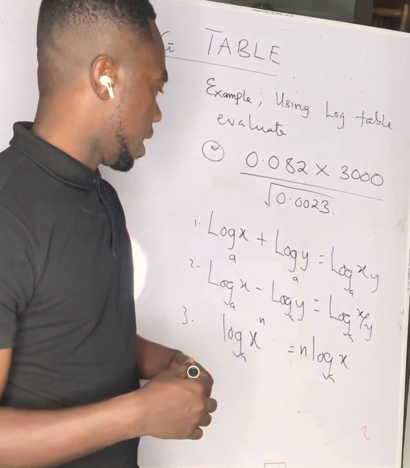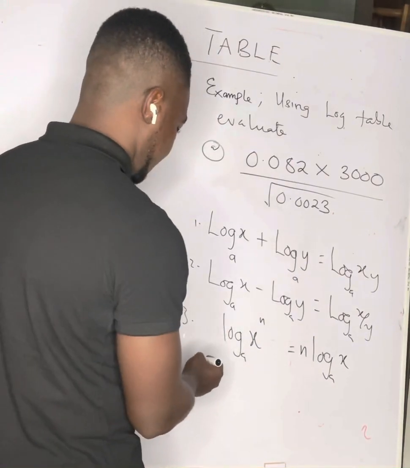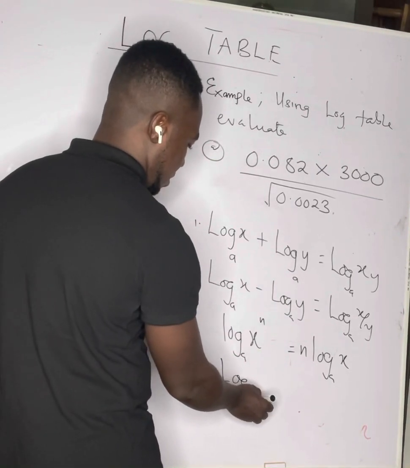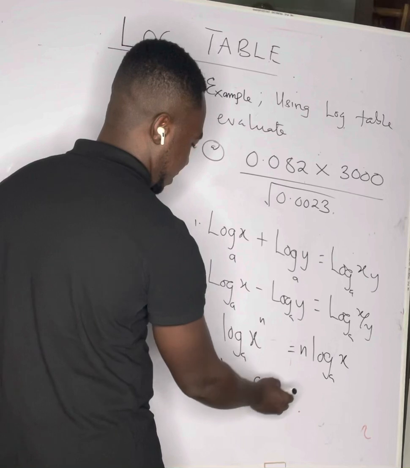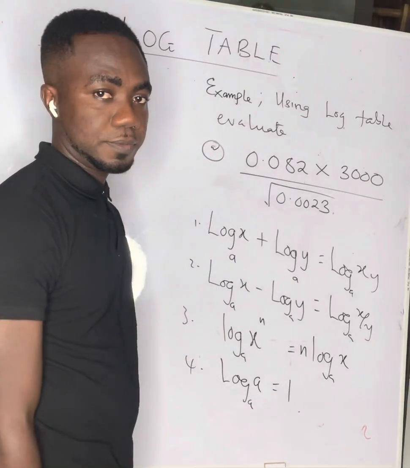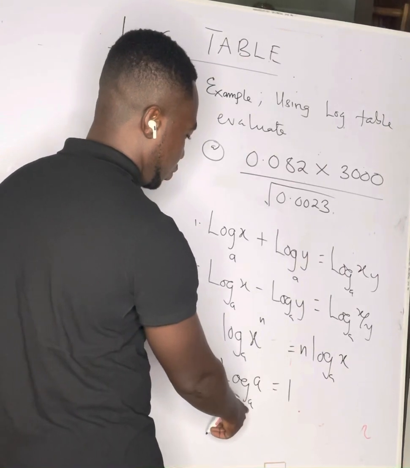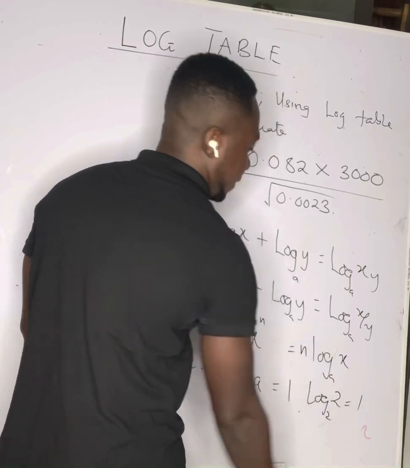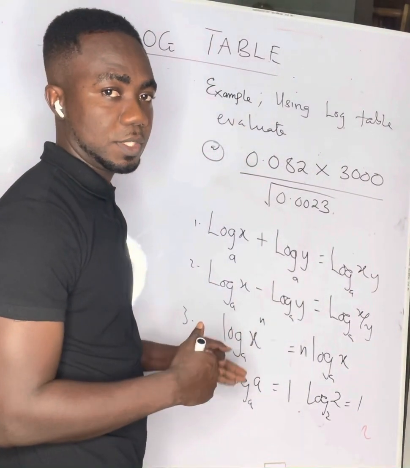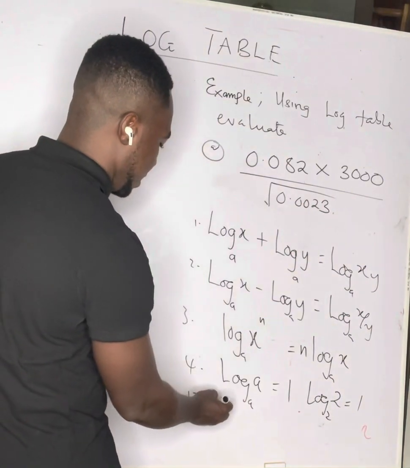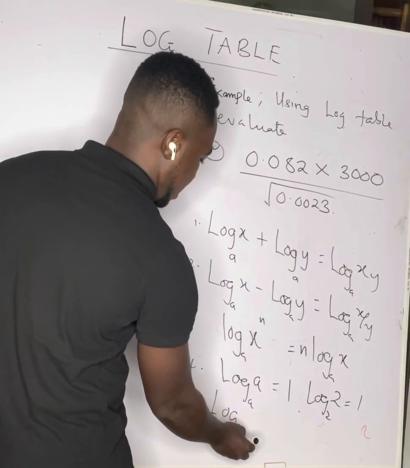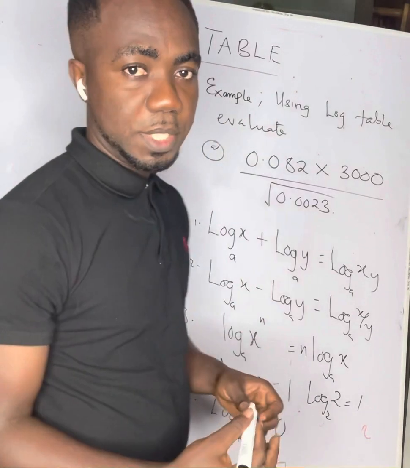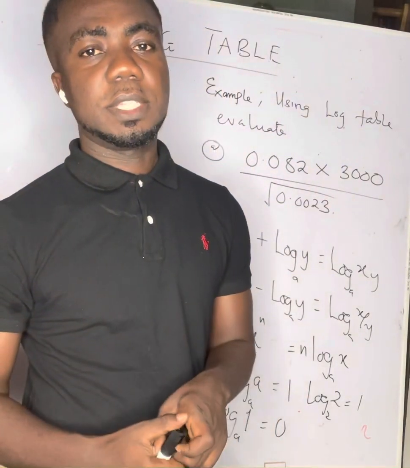Then we have the laws of log. The first law is saying that if you have log of a number to the same base, the answer is 1. So assuming I have log base 2 of 2, the answer is 1. So log of a number to the same base is 1. The last property is log base a of 1. So log of 1 to any base is 0. So log 1 base 10 is 0. Log 1 base 5 is 0.